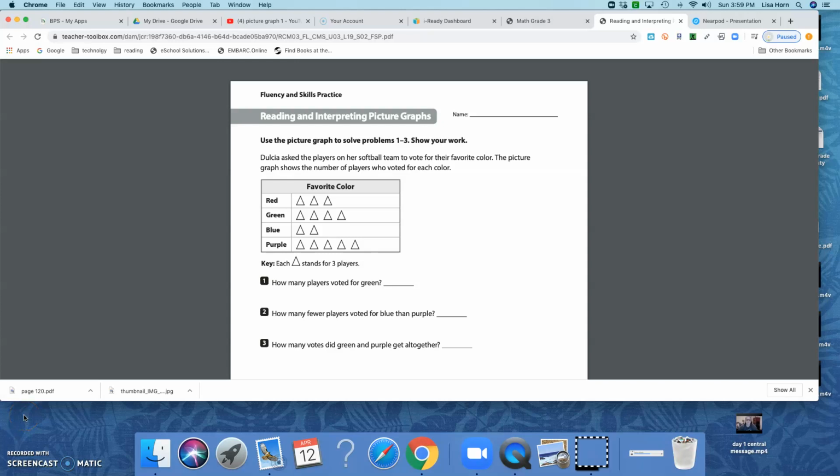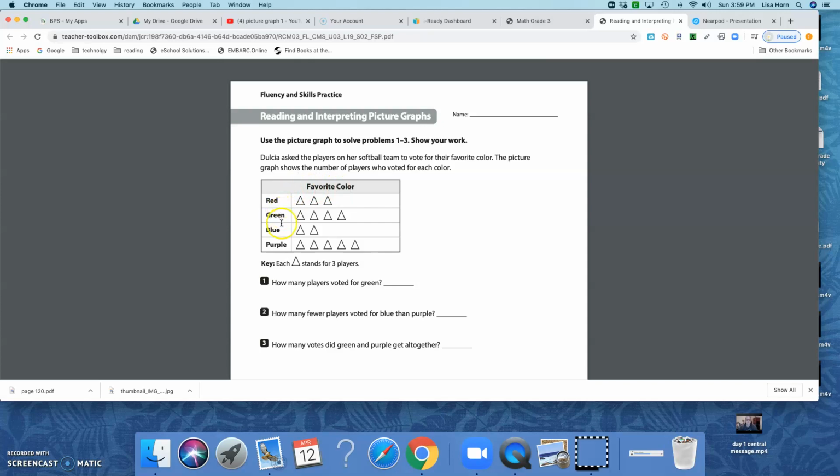Okay, let's look and see how you found your answers, if they match with mine or not. All right, so we have Dulcala asked the players on her softball team to vote for their favorite color. The picture graph shows the number of players who voted for each color. So we have our picture graph here and that tells us each our favorite colors.